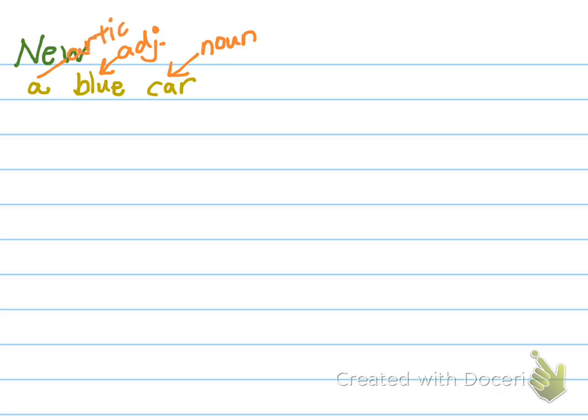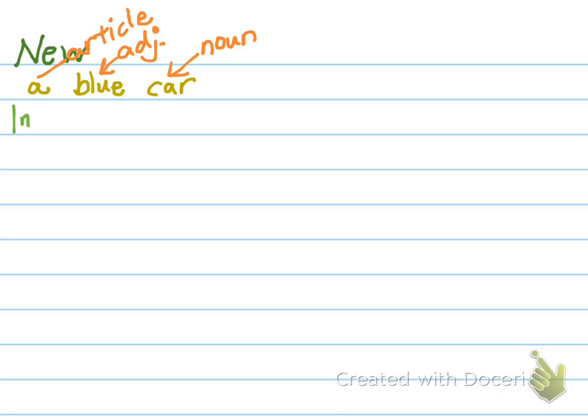Today, we're talking about where the adjectives go. So, for example, in English, we say a blue car, right? And our adjective is here, and our noun is here. And remember, this is our article. What we're going to see is that in French, it is the opposite.